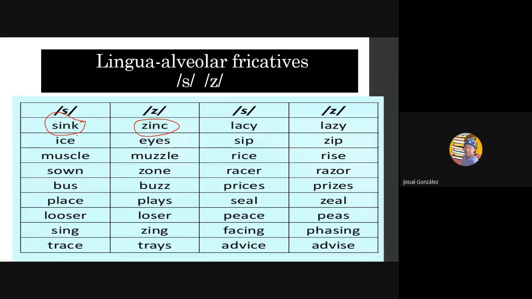Zinc. Okay, this one? Here? This one? Buzz. Here? Buzz. Okay, good. This one? Place. Play. Place and place. Here we have another. Good. Here?